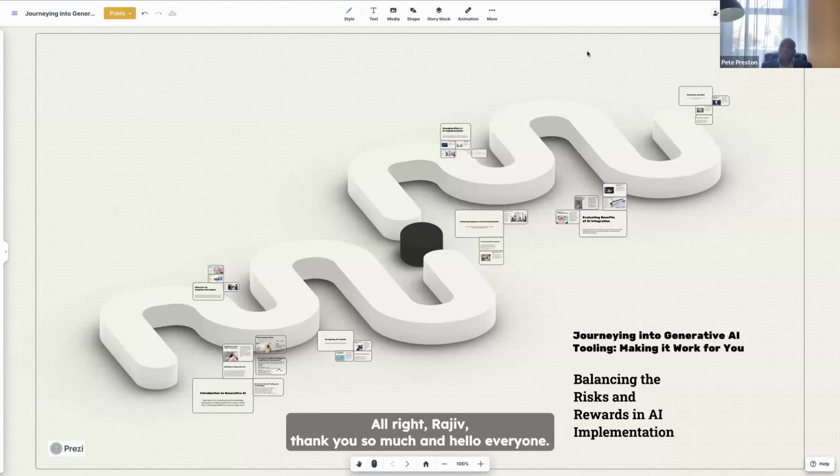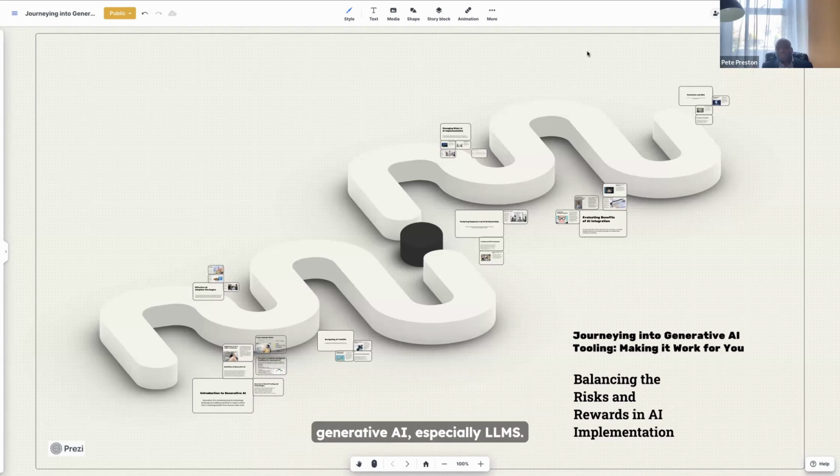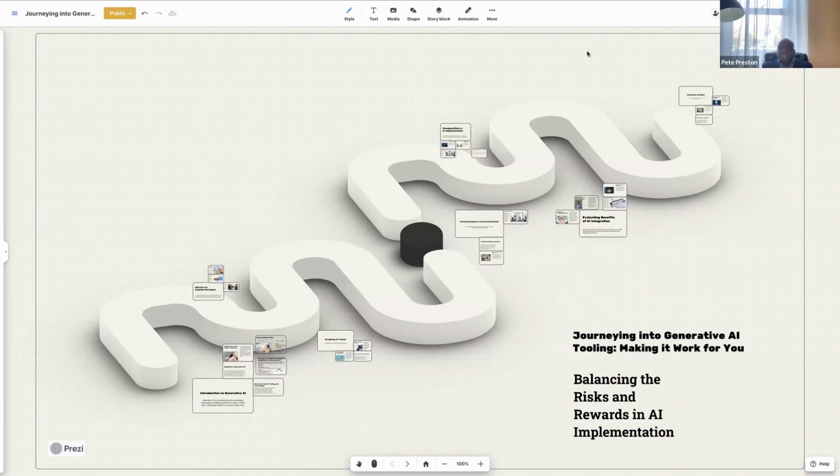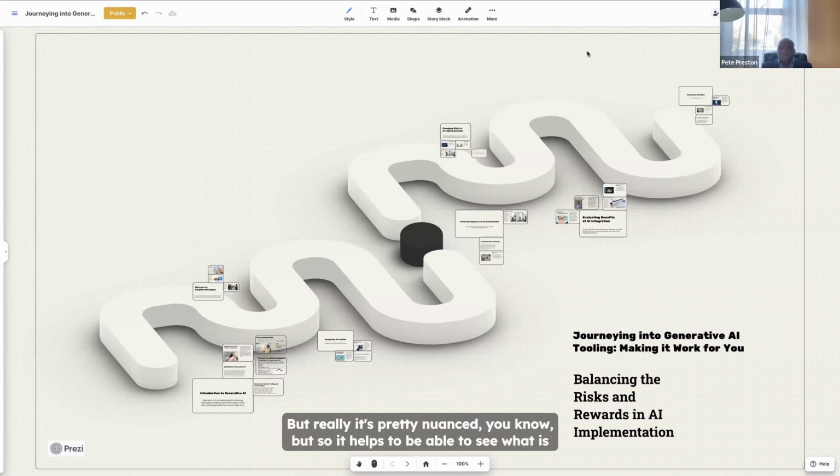Excellent. All right, Rajiv, thank you so much. And hello, everyone. Thanks all for coming in to catch up on the state of play of generative AI, especially LLMs. But we're going to go a little bit further to unpack the aspects, remove some preconceptions, and then focus on how to really understand what the nuances and the differences are. As far as most people know, it's just one big block, but really it's pretty nuanced.